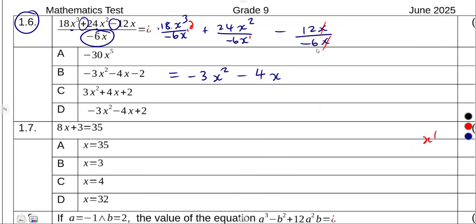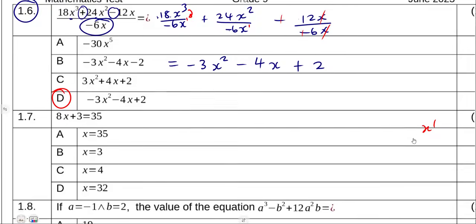Here, the x and the x was going to cancel. Negative, negative gives us a positive. Then 12 divided by 6, that's a 2. So the best answer was going to be on what? On B, where we have got, oh no, we need a plus 2 here, a plus 2. So the best answer was going to be D, all right, where there is a plus 2 at the end. All right, so that was it on 1.6.